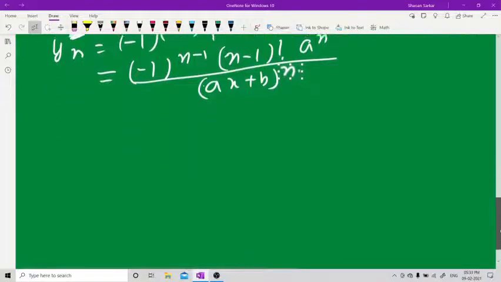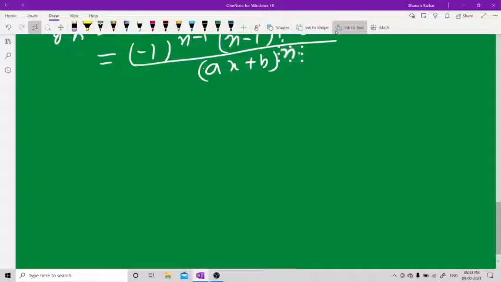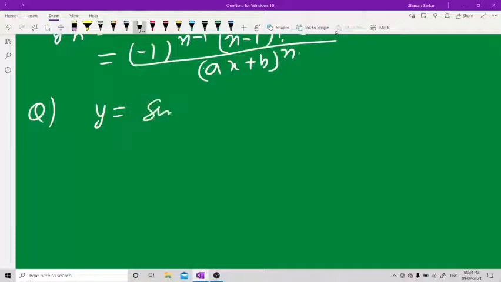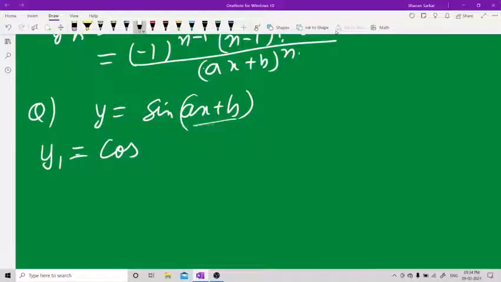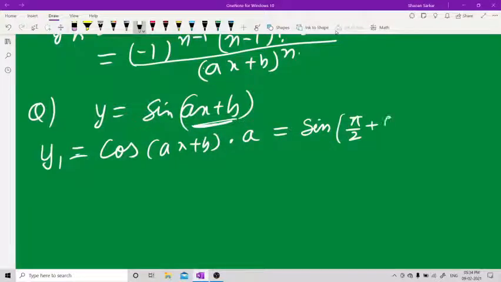Let us go to another question of the nth derivative. How to find the nth derivative? Let us see. Question: y is equal to sine of ax plus b. Now you already know the derivative of sine is cos. Now you differentiate this again, you will get a. Now cos can be written as sine of pi by 2 plus ax plus b, into a.